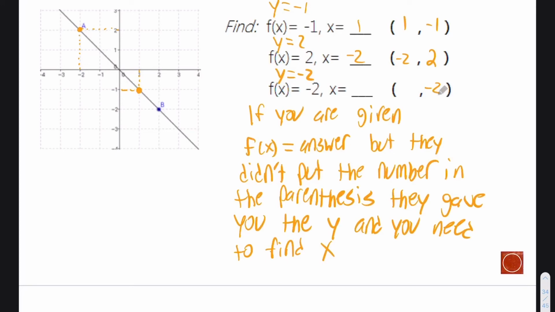Now let's go to -2 for the y. -2 for y, trace it to the graph, follow it up, and now we have our x. You only draw the dots on the line, and then here we just have positive 2 for x.